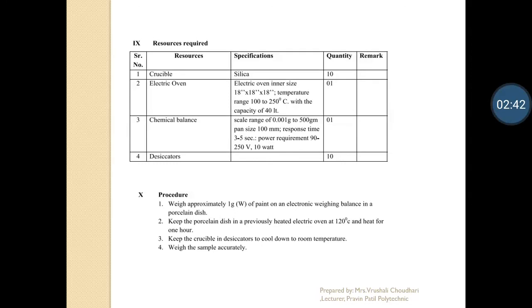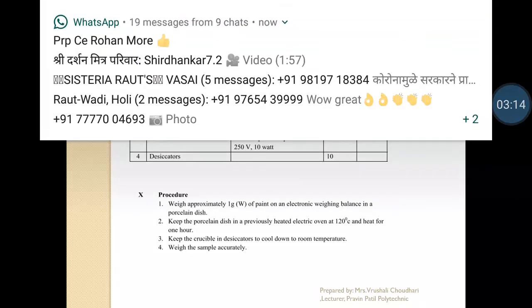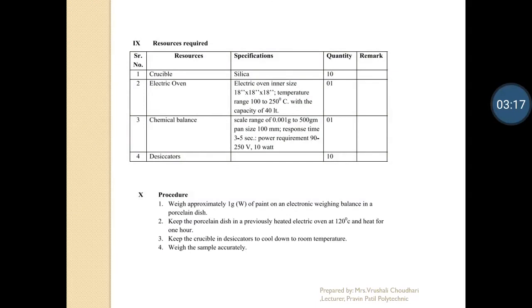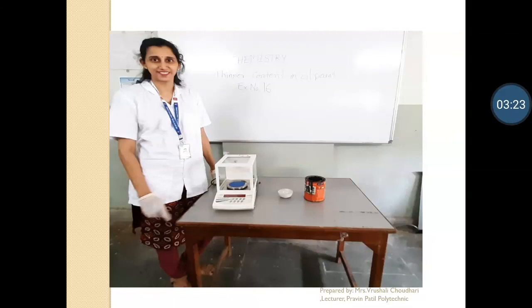Resources required. These are the silica crucible, electric oven, balance and a desiccator. We are going to weigh approximately 1 gram of paint in a crucible by using an electronic balance. Then we keep this silica crucible, porcelain dish, in an oven at 120 degrees for 1 hour. After 1 hour we will observe that thinner has evaporated and the weight of the crucible has decreased, and we are going to weigh it again. These are the required things for today's experiment.